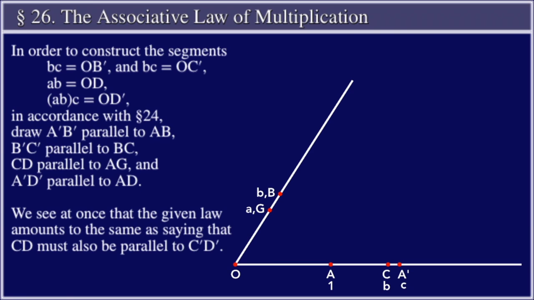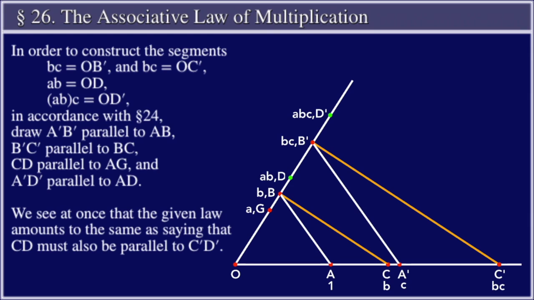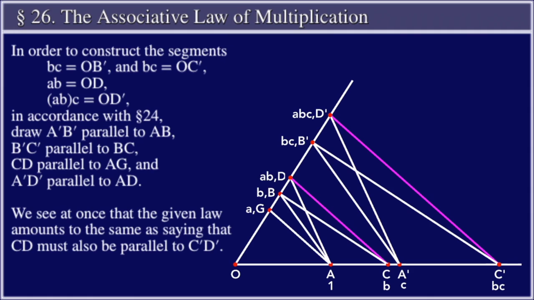In order to construct the segments bc equals OB prime and bc equals OC prime, ab equals OD, and the quantity ab times c equals OD prime in accordance with section 24. Draw A prime B prime parallel to AB, B prime C prime parallel to BC, CD parallel to AG, and A prime D prime parallel to AD. We see at once that the given law amounts to the same thing as saying that CD must be parallel to C prime D prime.